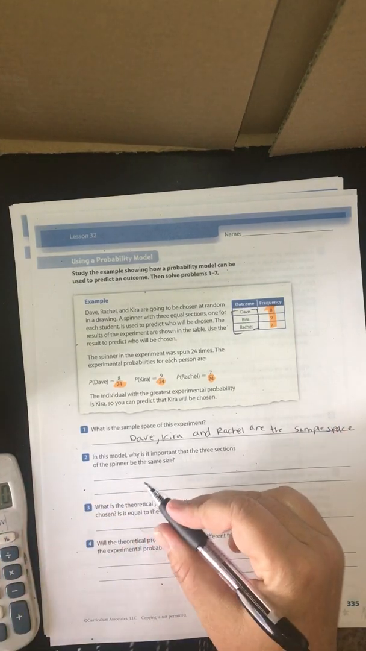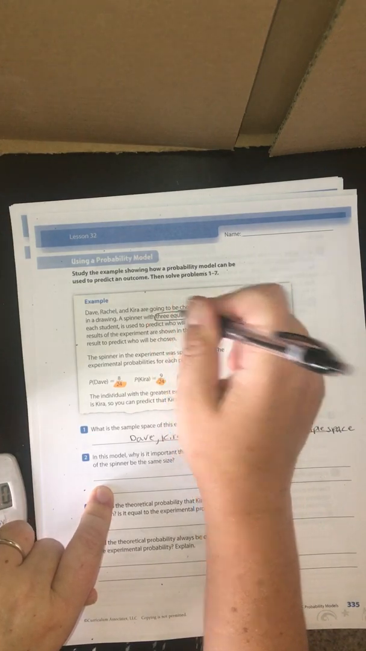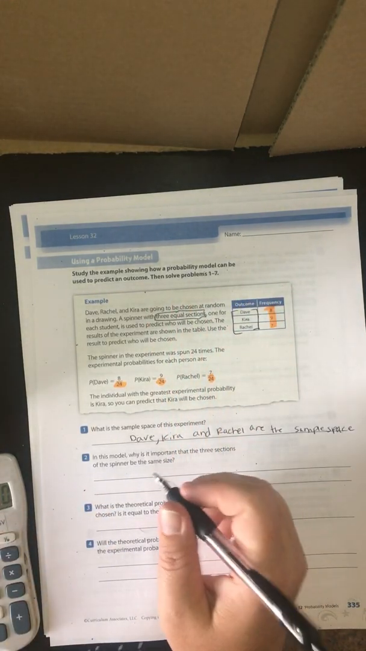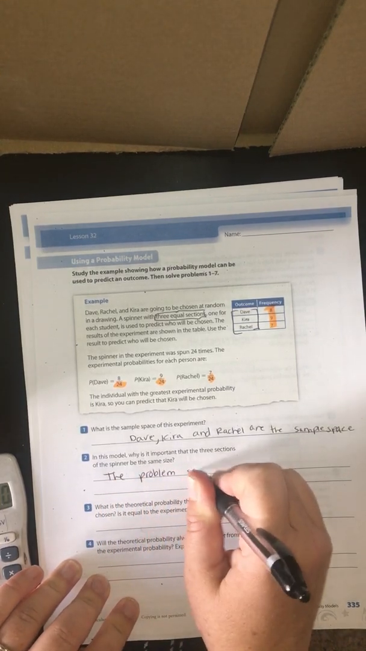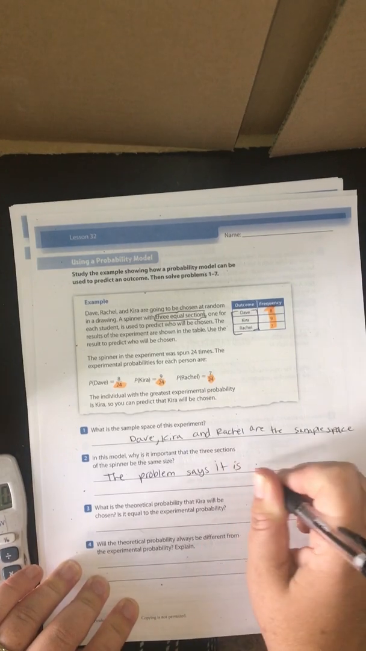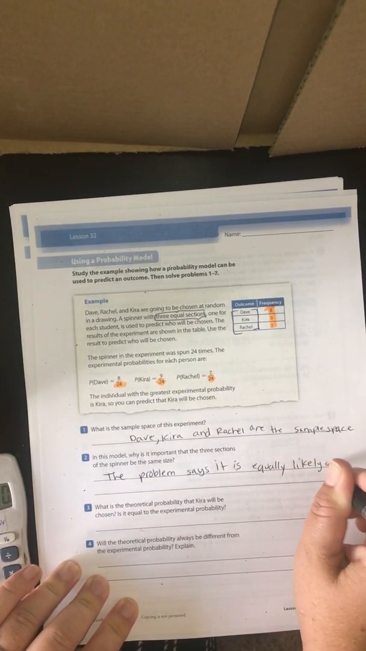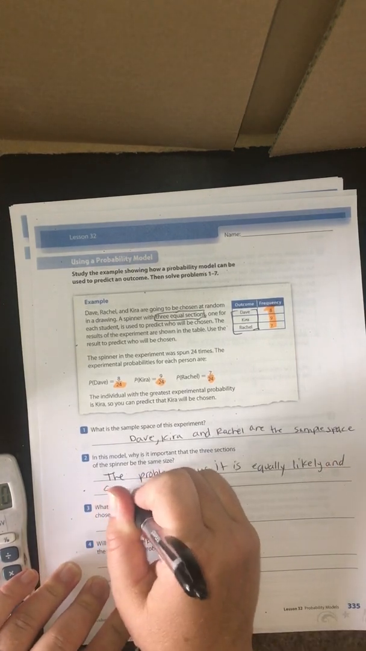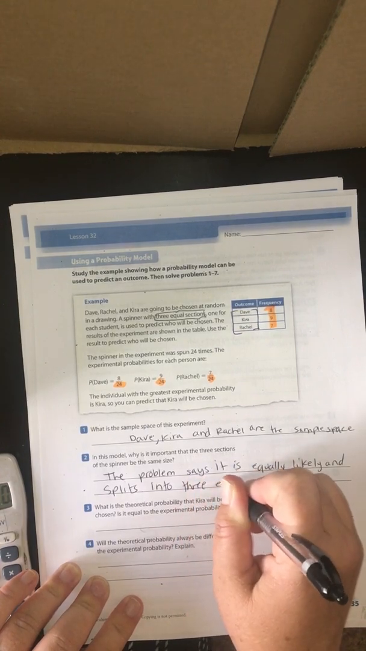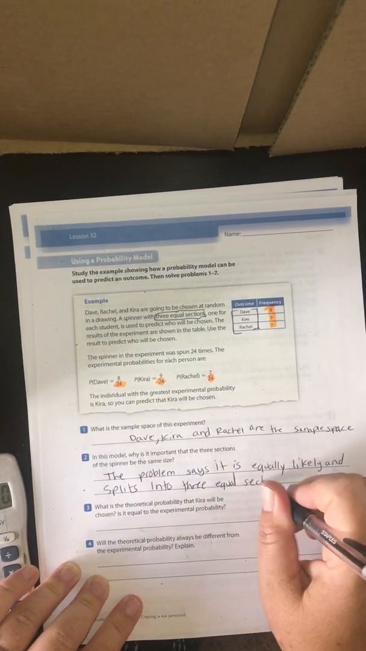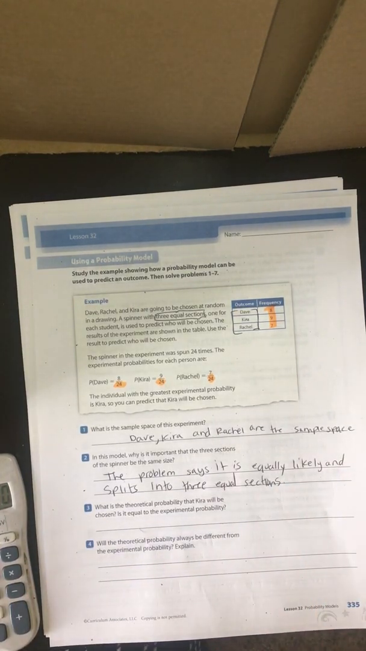Why is it important that 3 sections of the spinner be the same size? It does say 3 equal sections. The problem says it is equally likely and splits into 3 equal sections. They all have this equal chance of being chosen, so that's why you have to make sure that your spinner is equal.